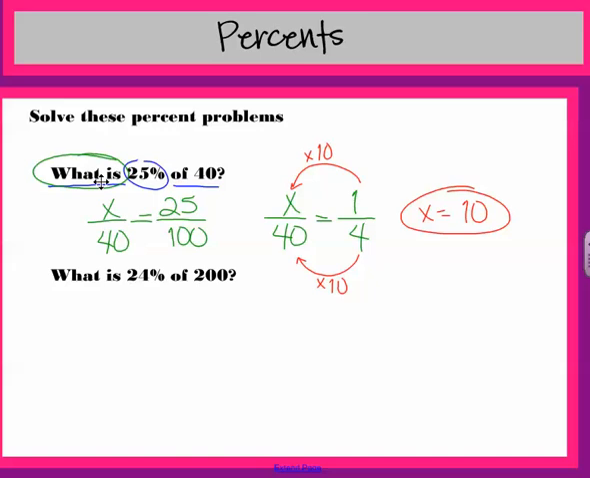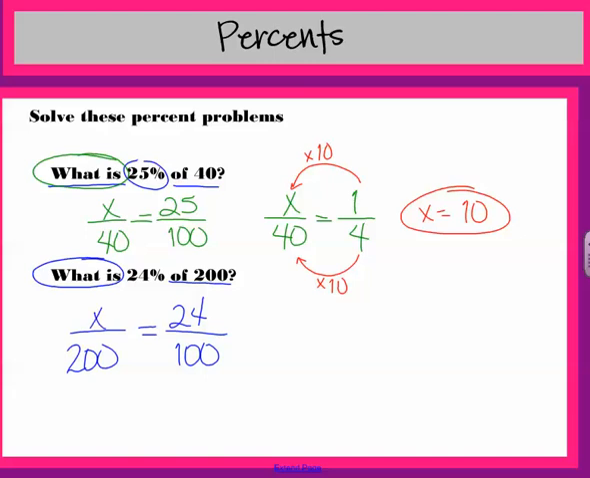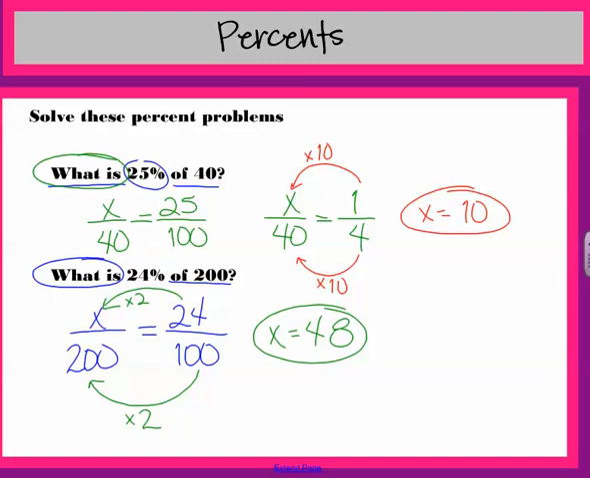The second example asks us what is 24% of 200. So we'll set up our percent proportion. We know the percent. Of tells us that 200 is the whole. And we're being asked what is. So we're looking for the is. We're looking for the part at this point. And it's easy to see a direct relationship here. We know that 100 times 2 gives us 200. So we'll multiply our 24 times 2. And that tells us that 48 is 24% of 200.